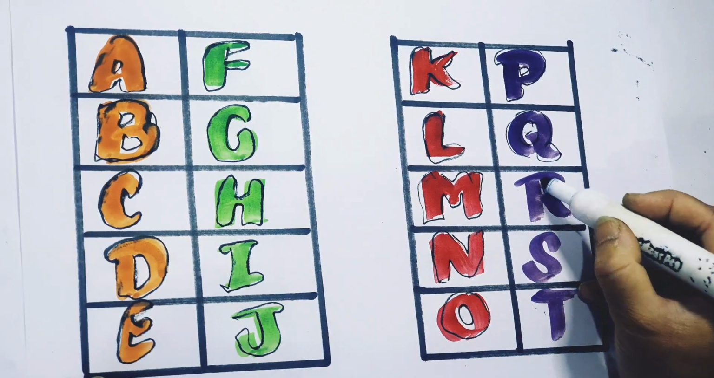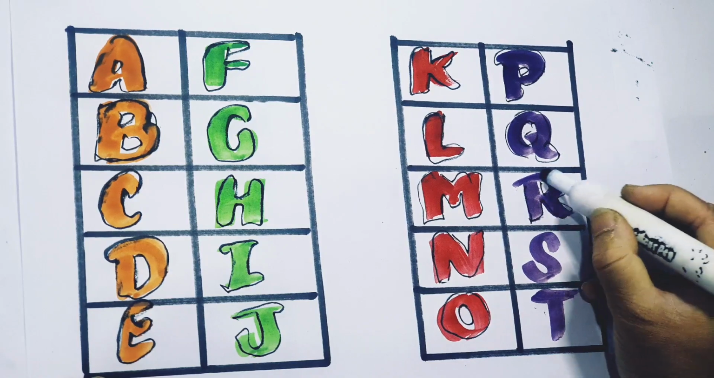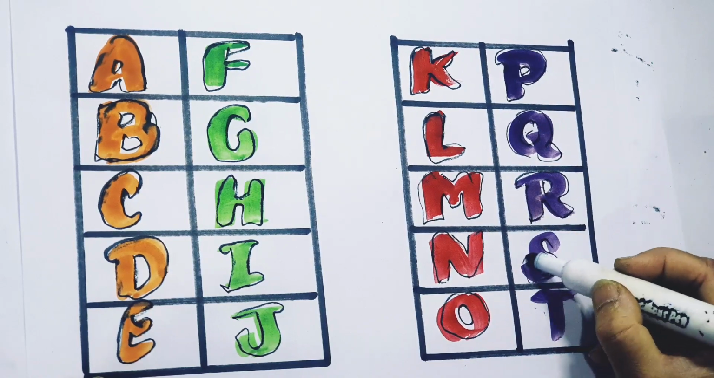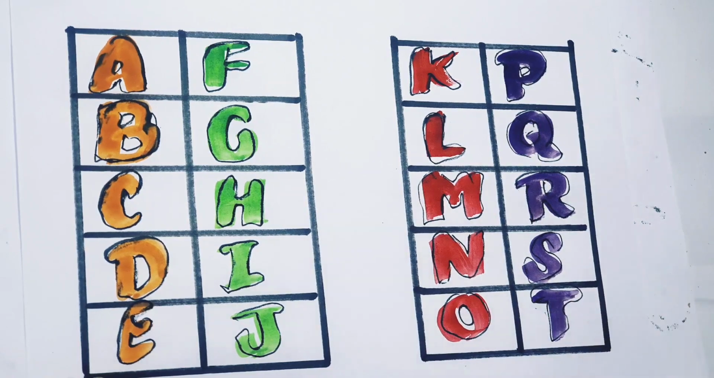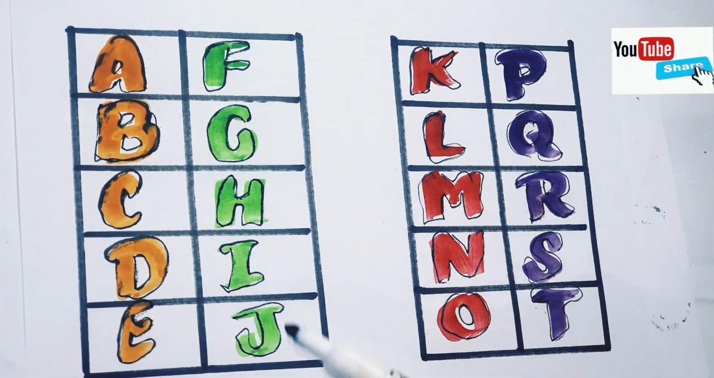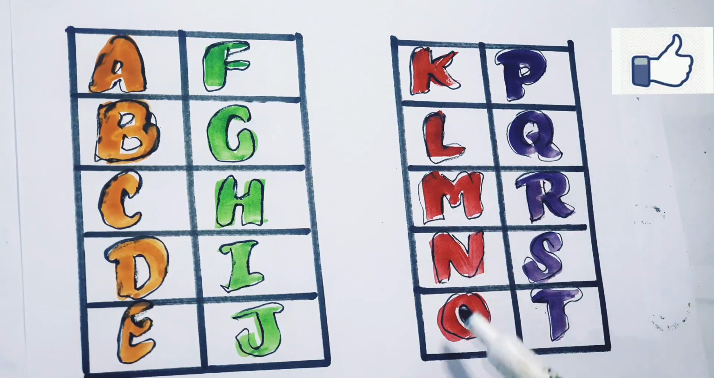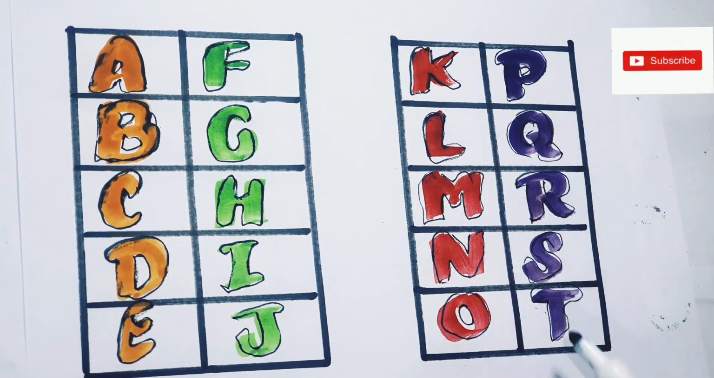Q for queen. R for rat. S for sister. T for tomato. So kids, what we learned today? A, B, C, D, E, F, G, H, I, J, K, L, M, N, O, P, Q, R, S, T.